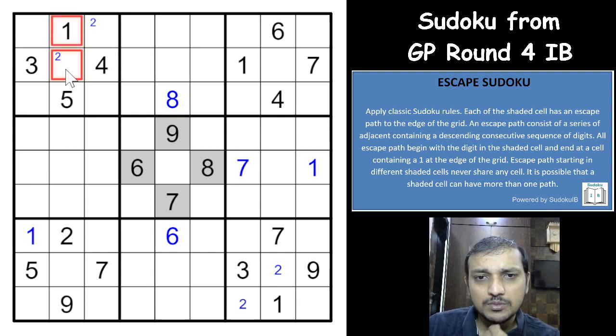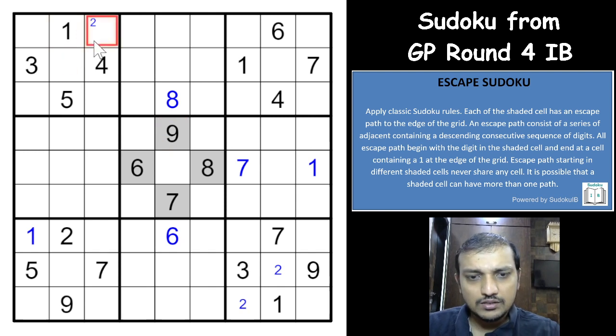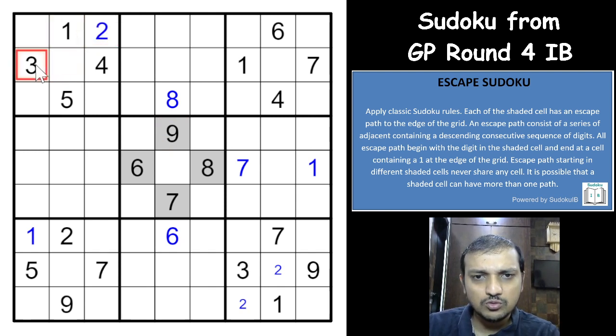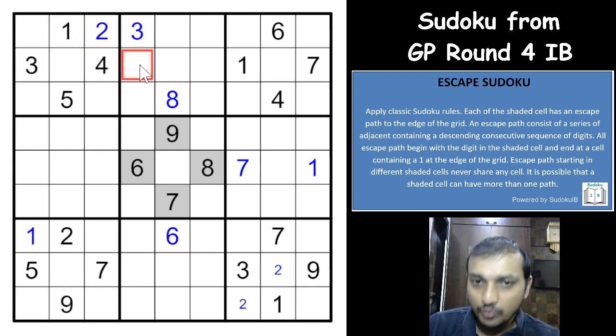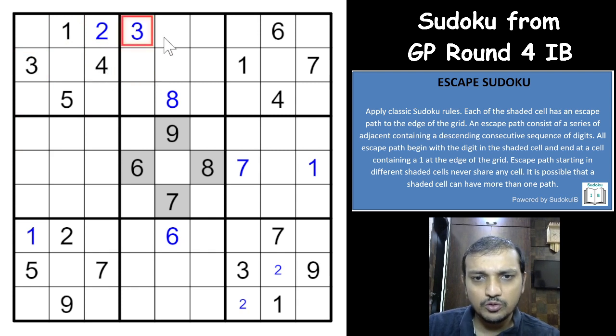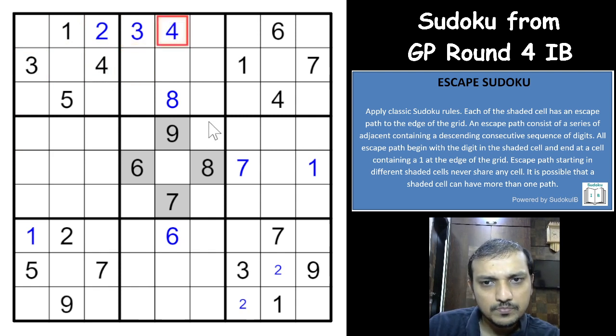Okay, 2 can never be this. For the 9, this cell can never be a 2, right? This cell would have to be a 2, because if this is a 2, this is a 3, and then you won't be able to have a 4. So 1, 2, this is 3. 4 can never be down because you already have a 4 here, so this is 4. That's easy actually. A very good one, I would say.